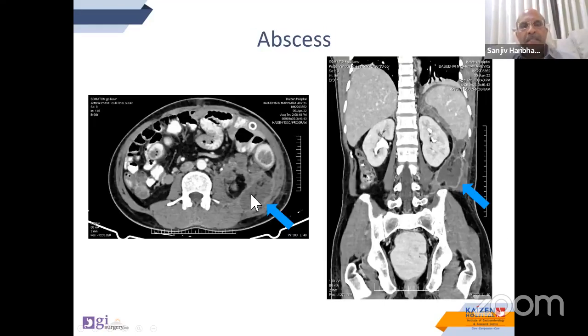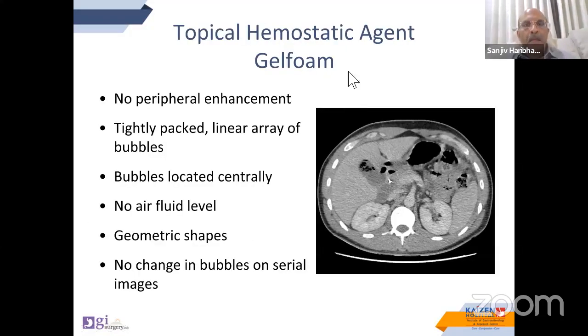Whereas this is an abscess, where you can see a wall around the abscess. There are some air pockets around those areas. This is a very well localized collection with the air pockets inside.